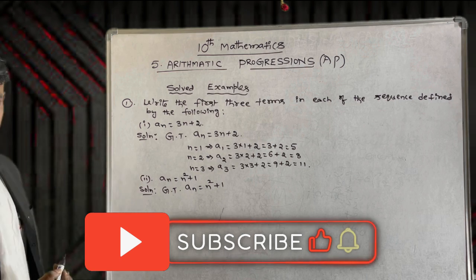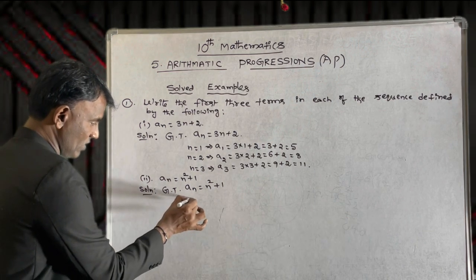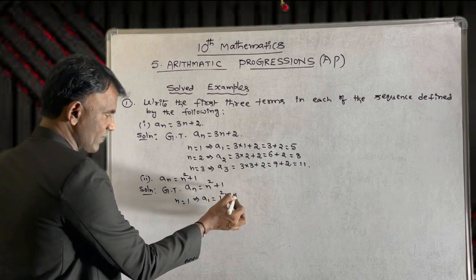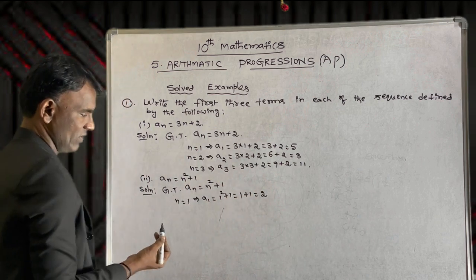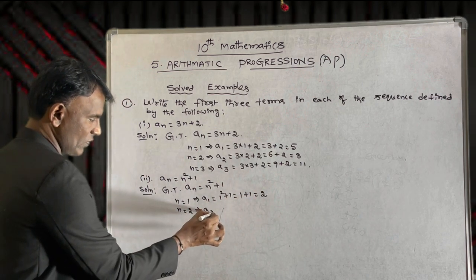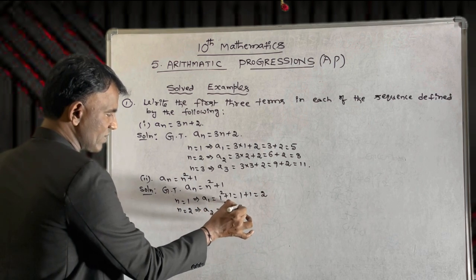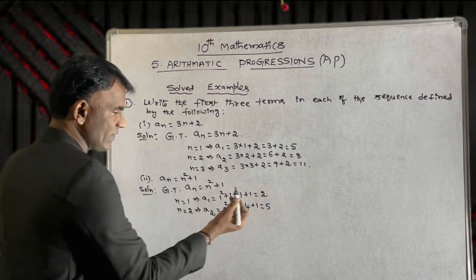Again, we find first three terms. Then how to find that? If you write n equal to 1, we get first term, right? That is 1 square plus 1. So 1 square can be written as 1. 1 plus 1 equal to 2. And if you write n equal to 2, we get second term. So n equal to 2 means 2 square plus 1. So 2 square can be written as 4. 4 plus 1 equal to 5.